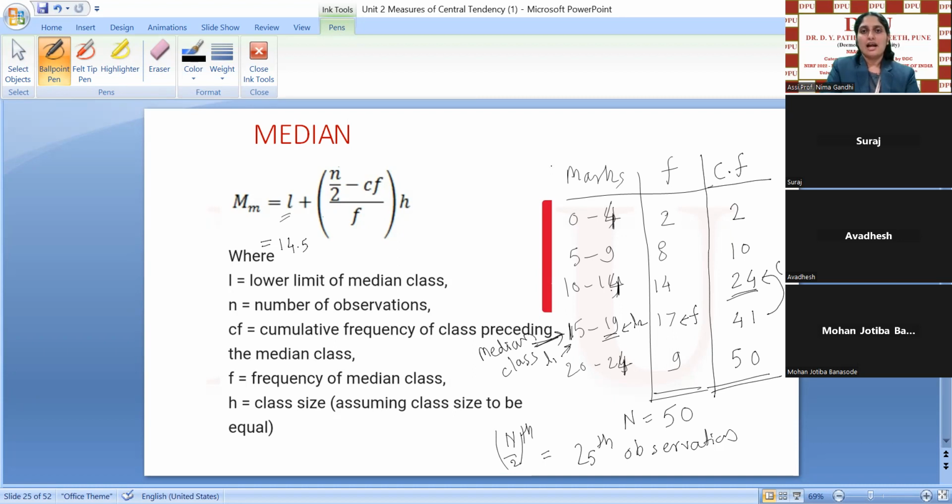Or you can add one more column here. You can write down the continuous classes and from those classes you can take the values. Once you have all the information, you simply put it in this formula and find the answer. What is your H? H is the class size, meaning upper class boundary minus lower class boundary. These limits are discontinuous, so you have to make them continuous and then take the difference L2 minus L1, and that is your H.